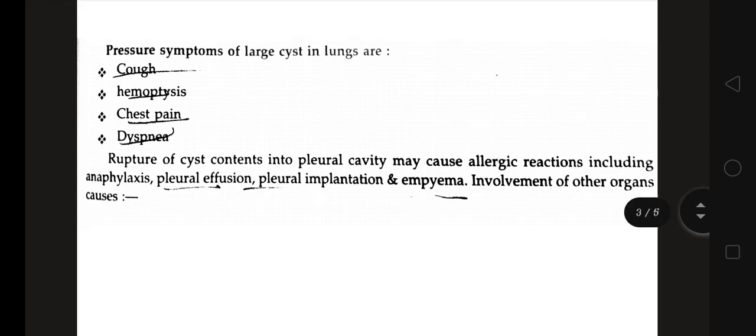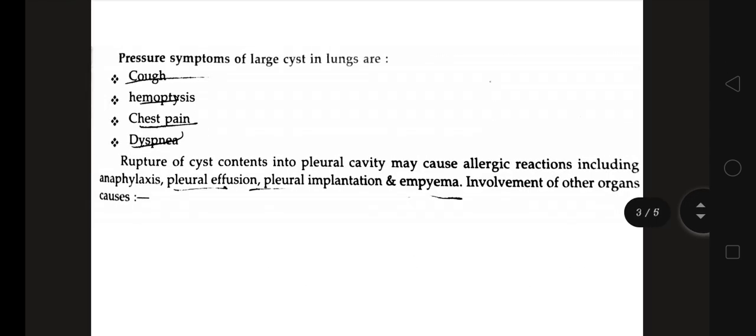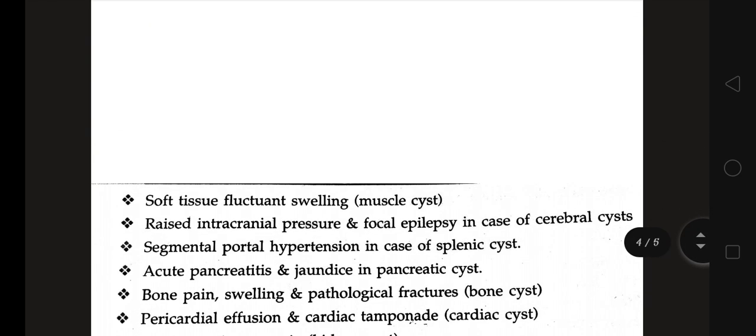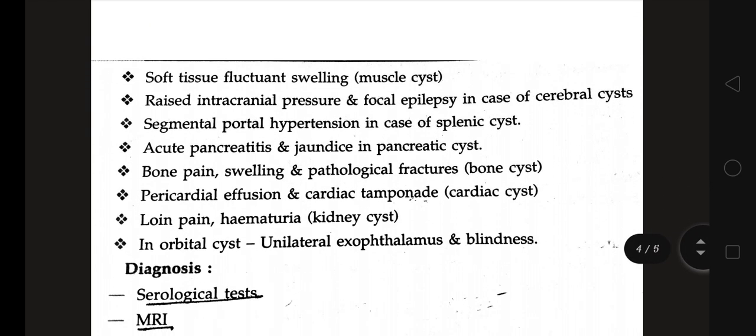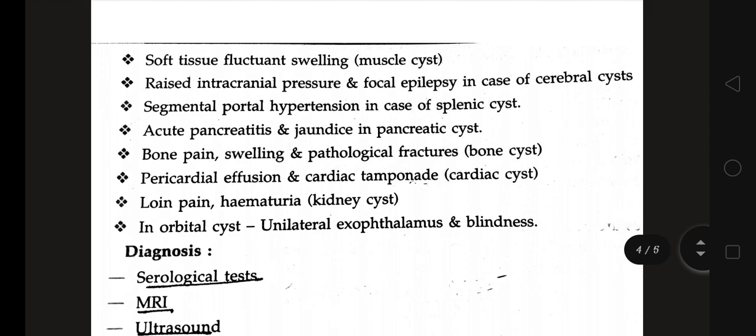The pressure symptoms of a large cyst in the lungs are cough, hemoptysis, chest pain, and dyspnea. These are the four main symptoms caused by a cyst in the lungs. Rupture of cyst contents in the pleural cavity may cause allergic reactions, including anaphylactic reactions, pleural effusion, pleural implantation, and empyema. These are the four complications due to rupture of the cyst in the lung. Involvement of other organs may cause soft tissue fluctuant swelling, that is called a muscle cyst, and raised intracranial pressure and focal epilepsy in case of a cerebral cyst.